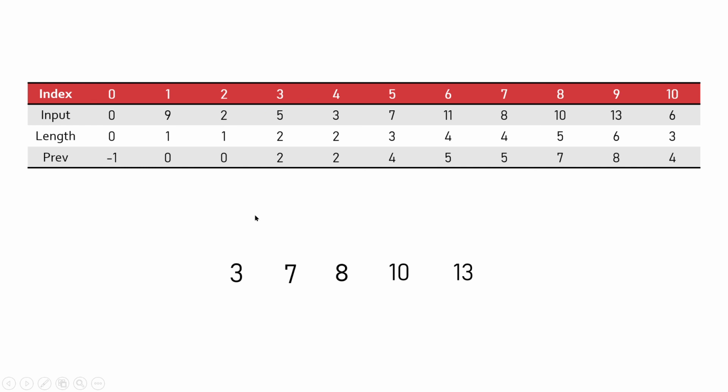Index 2 has input 2, so we'll take 2. And then finally we'll see the previous of 2, which is 0. Since 0 is the starting number, we'll not take it. So this is the final LIS, the longest increasing subsequence, which is 2, 3, 7, 8, 10.